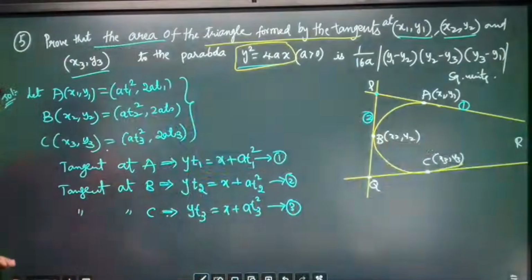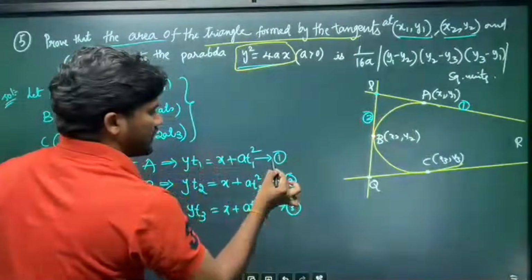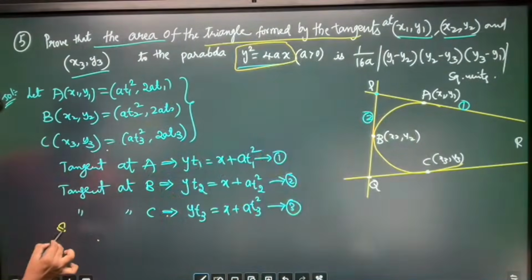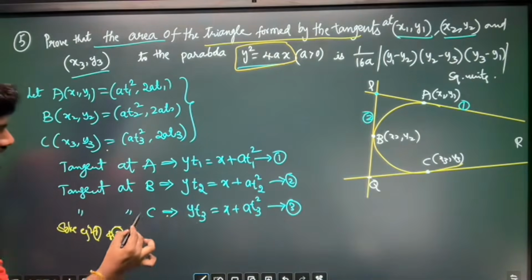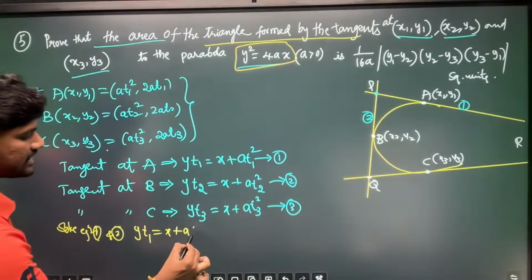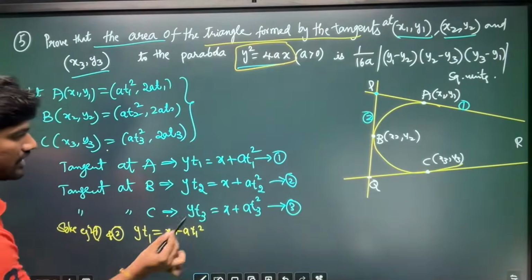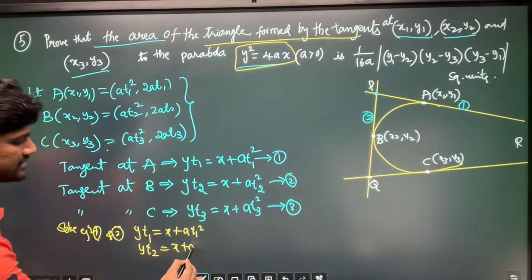If we find P, Q, R, our whole process is easy. See, point P is the intersection of equation 1 and equation number 2. Solve equation 1 and equation 2 by the elimination method. yt1 is equal to x plus at1 square. Next, the second equation is yt2 is equal to x plus at2 square.